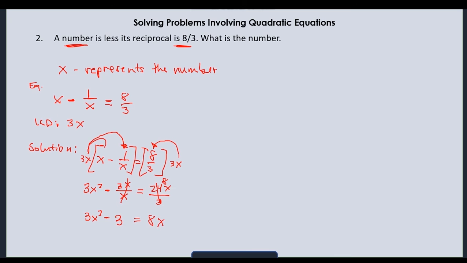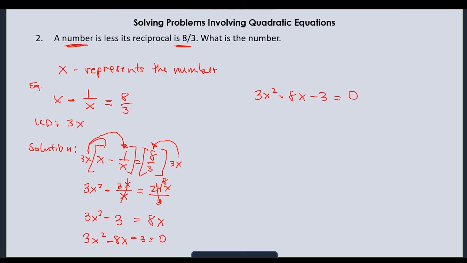Now, arrange it to standard form. This is going to be 3x squared minus 8x minus 3 equals 0. By applying the addition property of equality, we now have our standard form for our quadratic equation. I will write that here again: 3x squared minus 8x minus 3 equals 0.